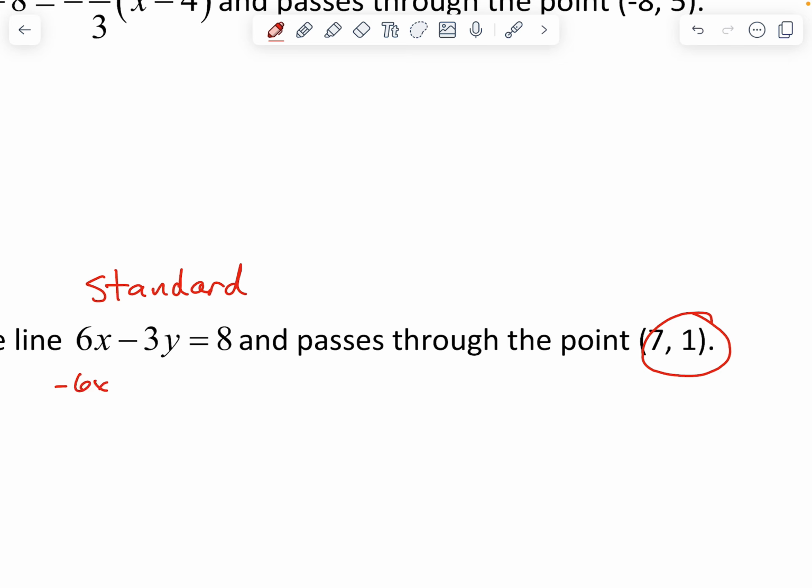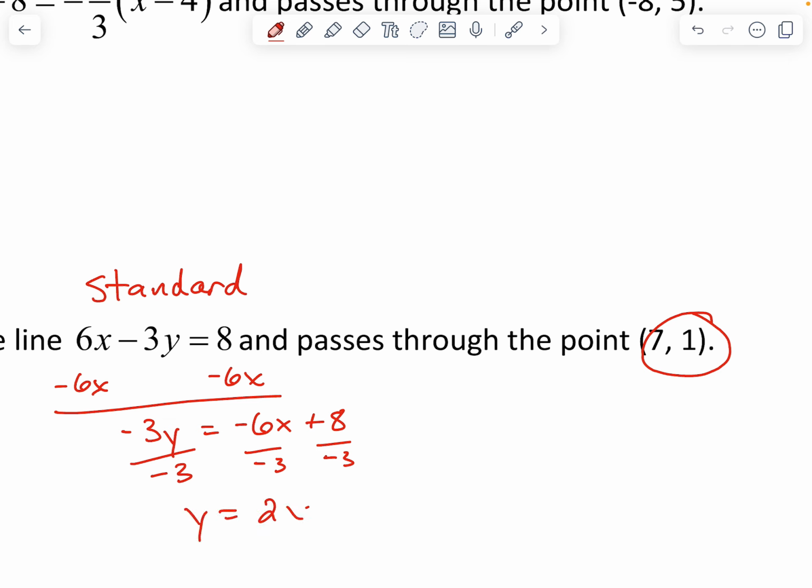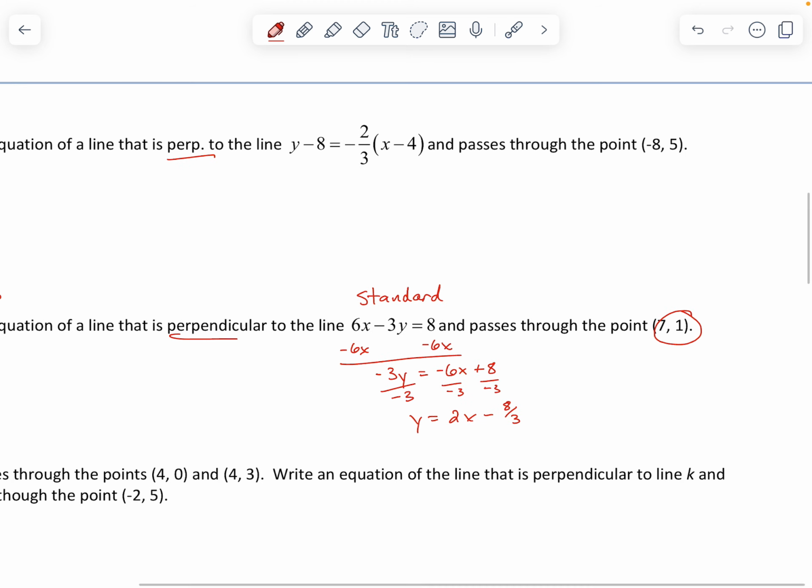So we're going to subtract 6x from both sides. That gives me -3y equals -6x plus 8. And then I'm going to divide by -3. And I've got y equals 2x minus 8/3. Not pretty, but that's okay. And we want it to be perpendicular to that.